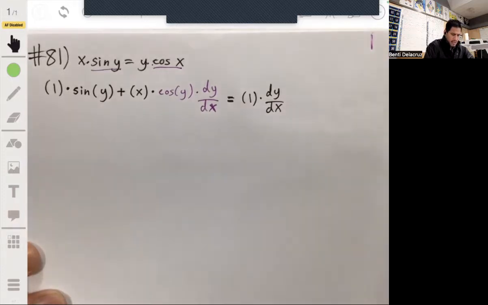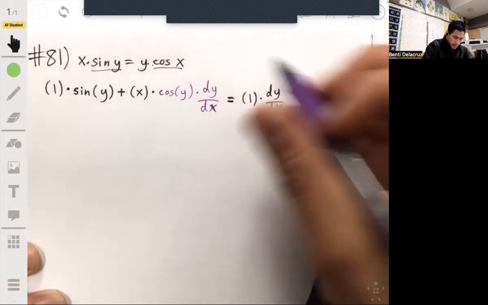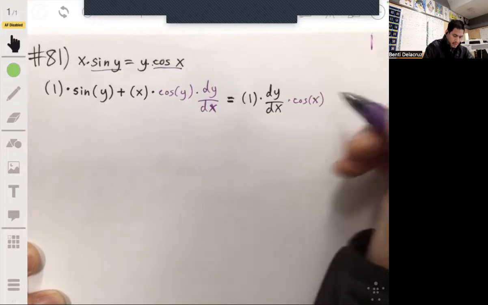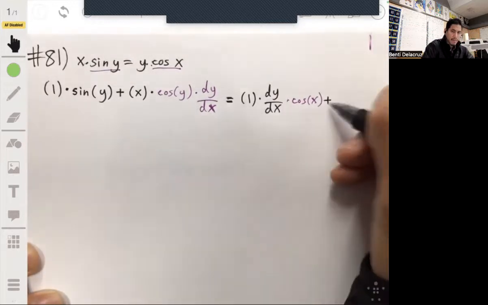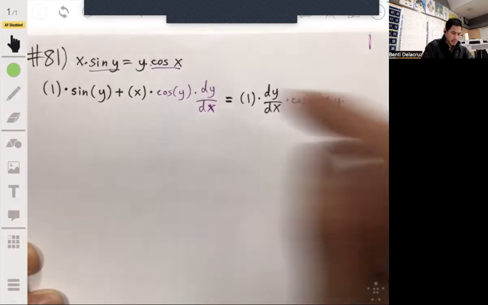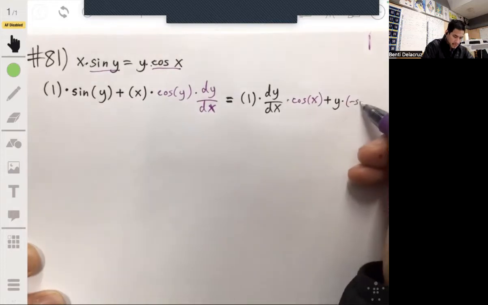And then we're going to keep the cosine of x as is. So this times cosine of x. And then we're going to add y, and then we're going to multiply by the derivative of the cosine of x, which will be the negative sine of x.